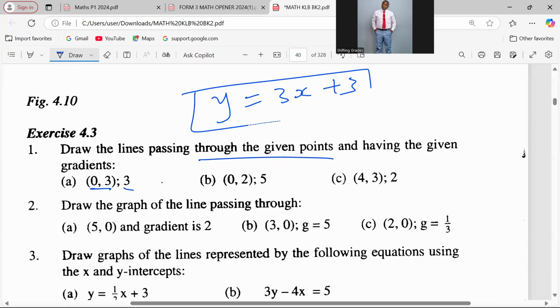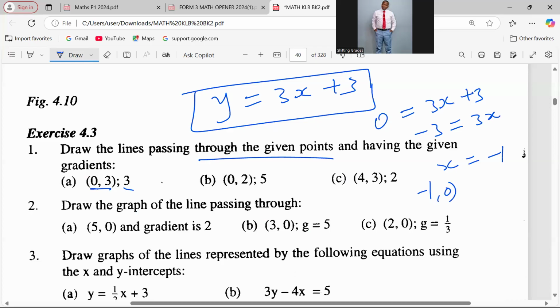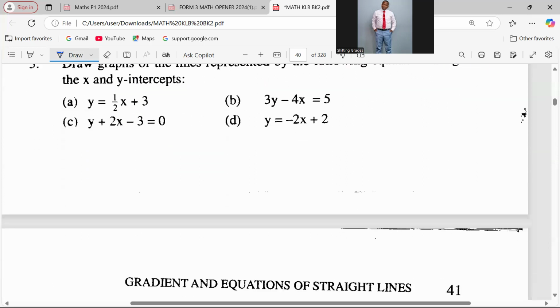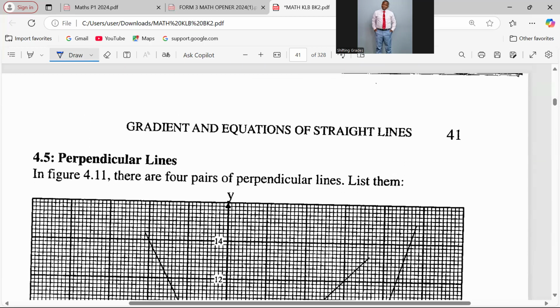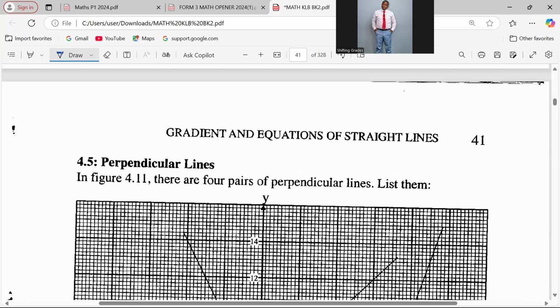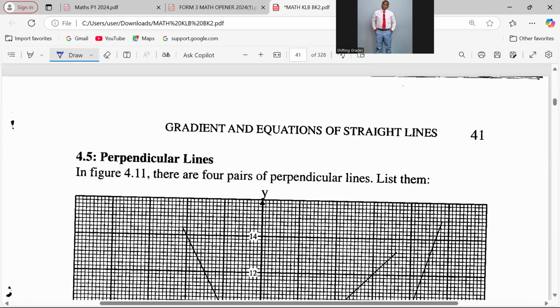With this kind of an equation now, we can also get the x-intercept. What is the x-intercept? The value of x when y becomes 0. So 0 equals 3x plus 3, -3 equals 3x. X equals -1. So the coordinate is (-1, 0). The other coordinate is (0, 3). With these two coordinates, you can connect them and give us a very straight line. We are remaining with 2 more concepts on equations of straight lines.